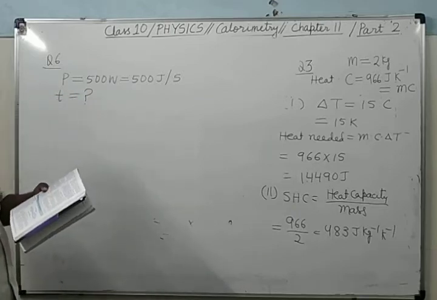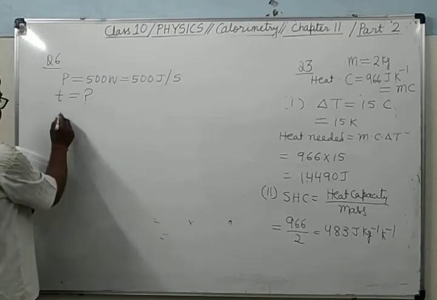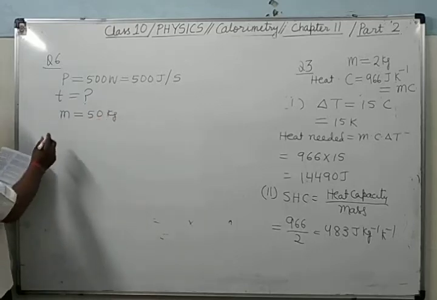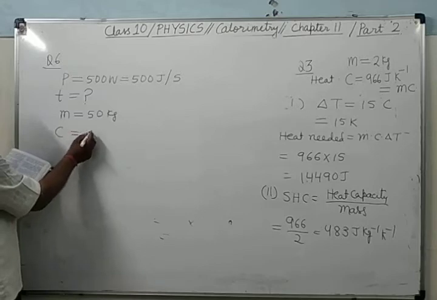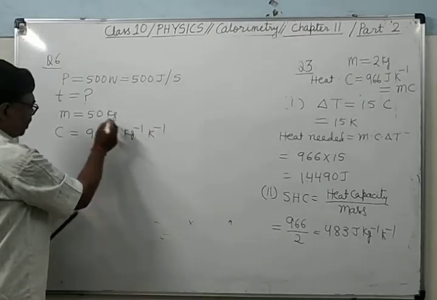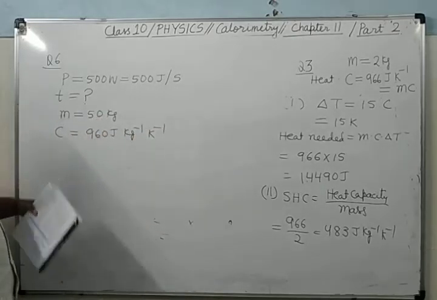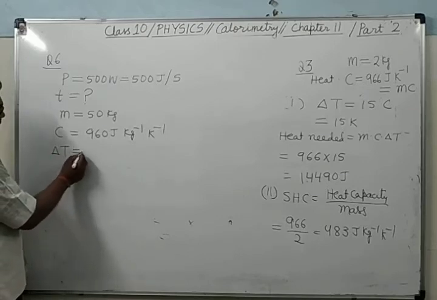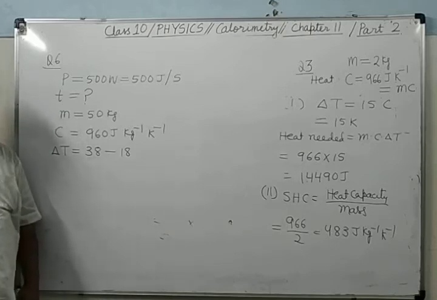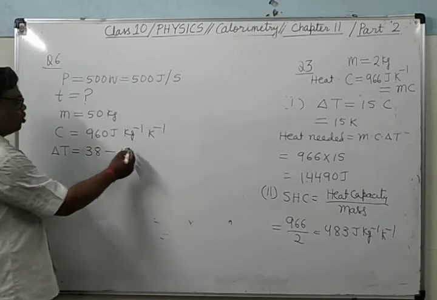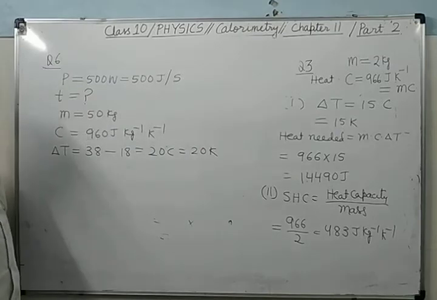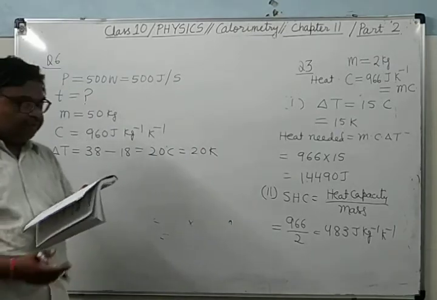To raise the temperature of 50 kg of material, M is given 50 kg, of material of SHC, C is given 960 joule per kg per Kelvin, from 18 degrees Celsius to 38 degrees Celsius. So 38 minus 18 is equal to 20 degrees Celsius. 20 degrees Celsius in Kelvin will be 20 Kelvin because it is the change of temperature. So how much time will be required?